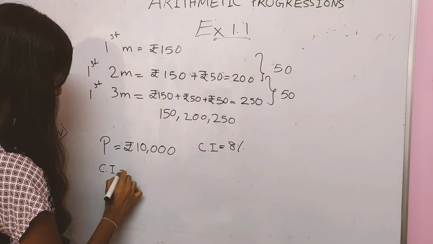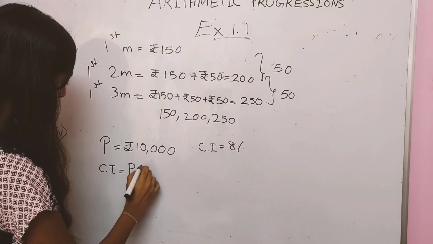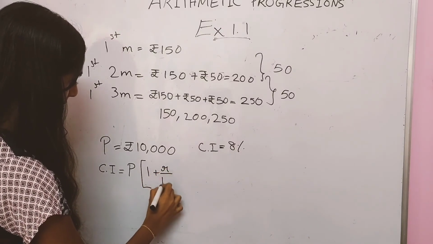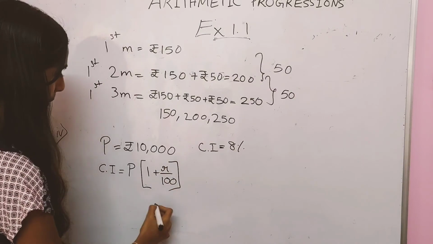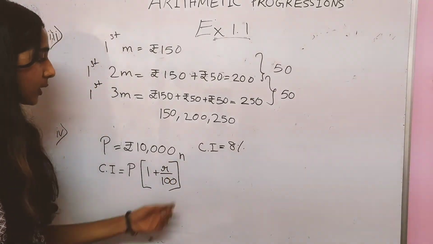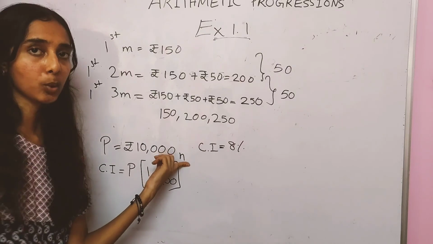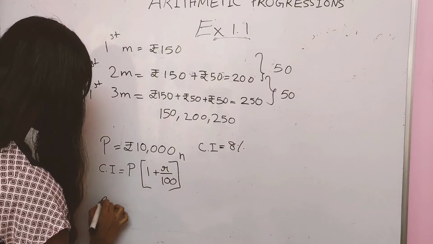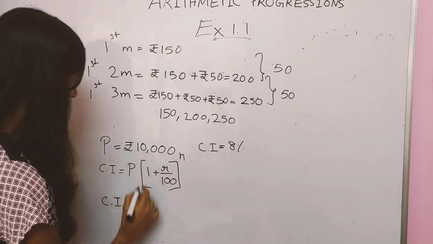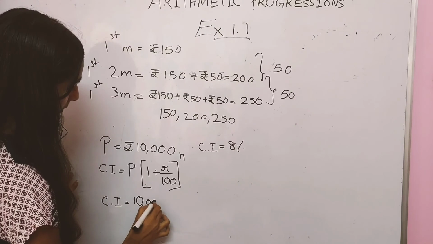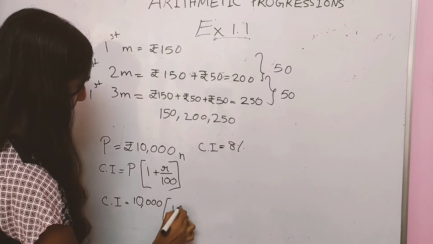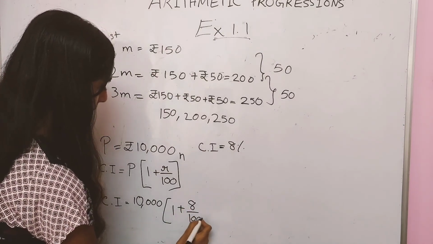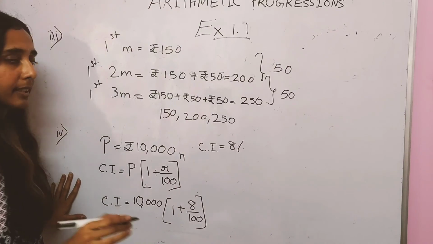Compound interest equals P(1 + R/100) to the power n. n refers to the time period. For how many years are you investing? 1 year, 2 years, 3 years? Your wish. The principal amount is 10,000, 1 plus rate of interest is 8%, 8 by 100, to the power n. We are calculating the first term.